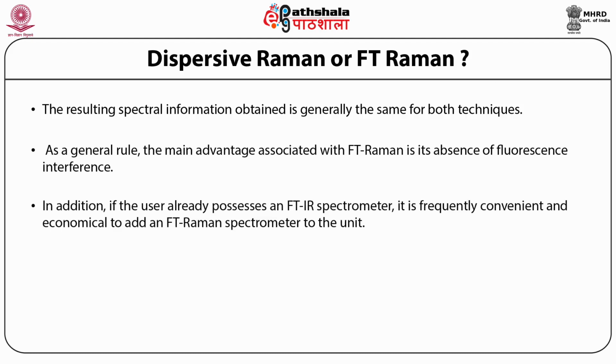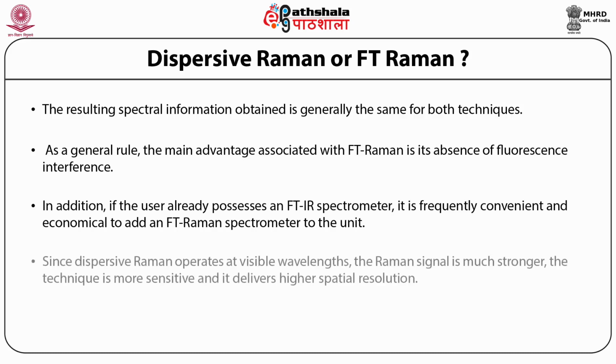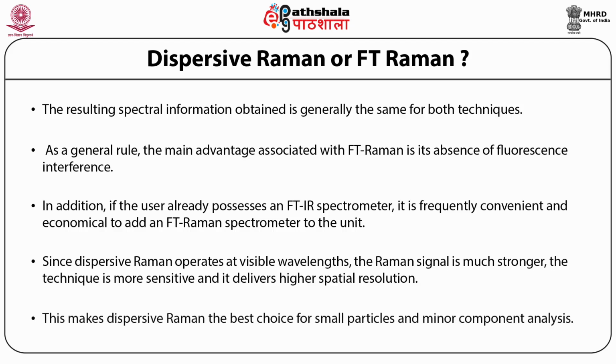In addition, if the user already possesses an FTIR spectrometer, it is frequently convenient and economical to add an FT Raman spectrometer to the unit. Since Dispersive Raman operates at the visible wavelengths, the Raman signal is much stronger. The technique is more sensitive and it delivers higher spatial resolution. This makes Dispersive Raman the best choice for small particles and minor component analysis.